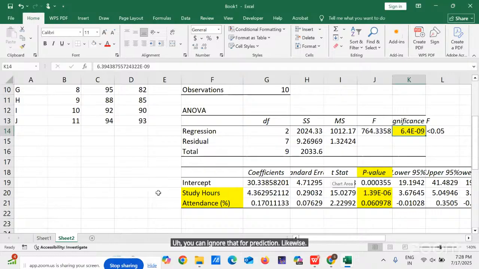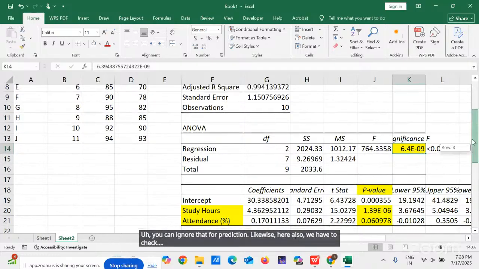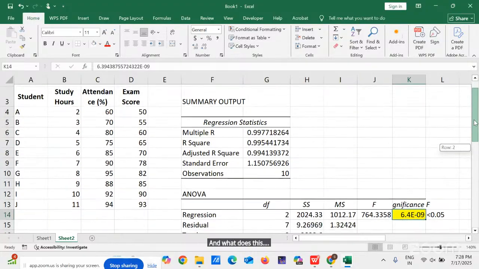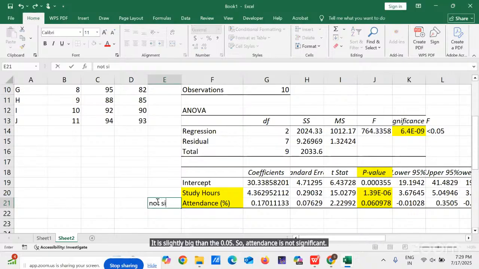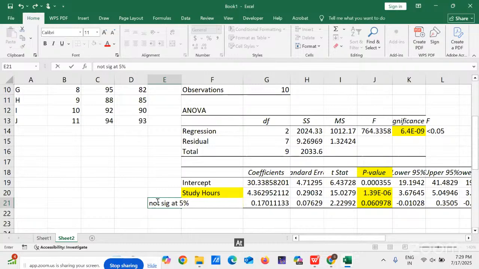Likewise, here also we have to check. And what does this information give, based on this data? For the first one, study hours, the p value is less than 0.05. So study hours is significant. But if you check the attendance, it is slightly bigger than 0.05. So attendance is not significant at 5% LOS.